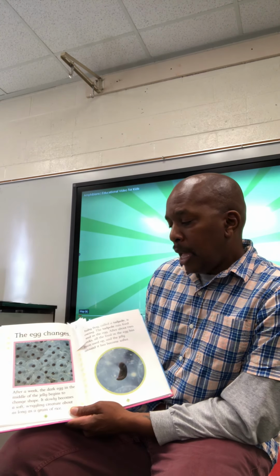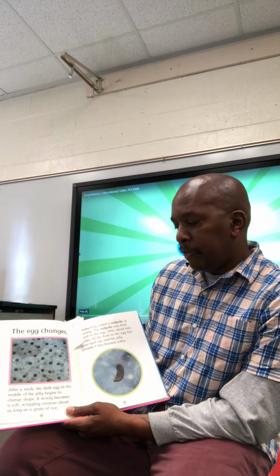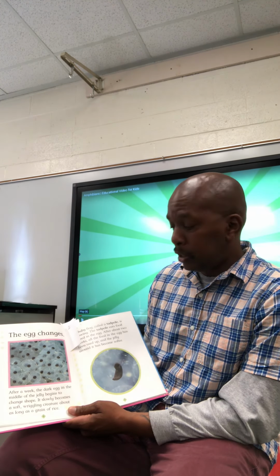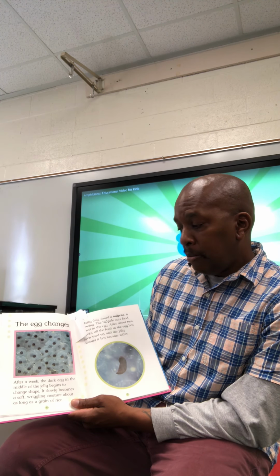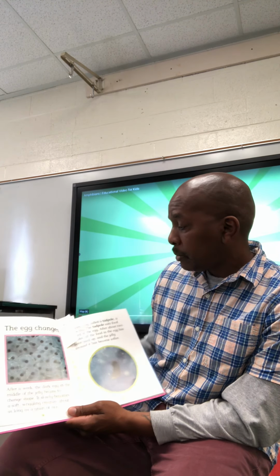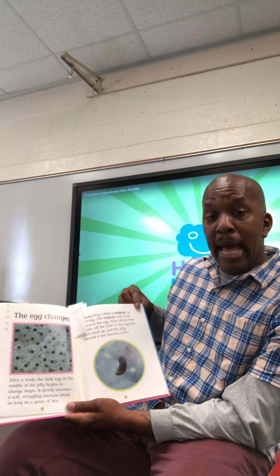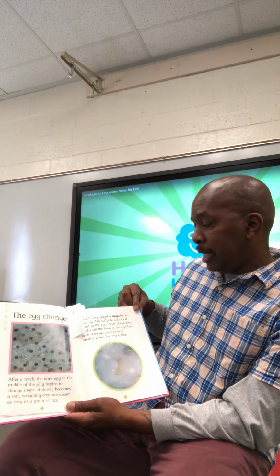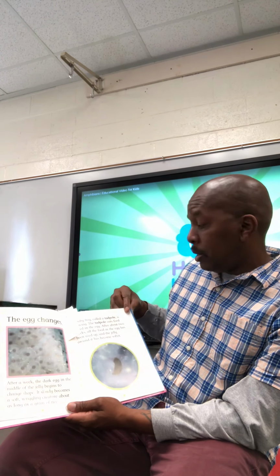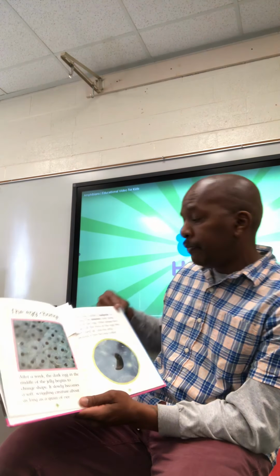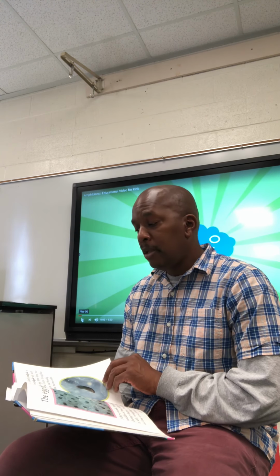The egg changes. After a week, the dark egg in the middle of the jelly begins to change shape. It slowly becomes a soft shape. It slowly becomes a wiggling creature about as long as a grain of rice. A baby frog called a tadpole is growing. The tadpole eats food stored in the egg. After about 2 weeks, all the food in the egg has been used up and the jelly around it has become softer. Wow, I heard me some claps during that time too, so everybody's still paying attention to the vocabulary words.